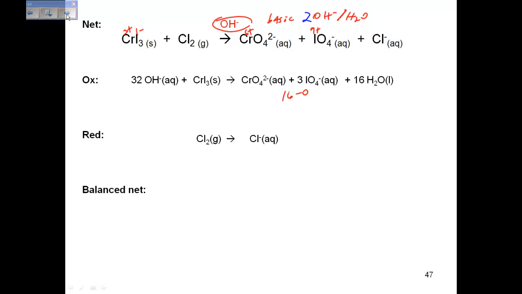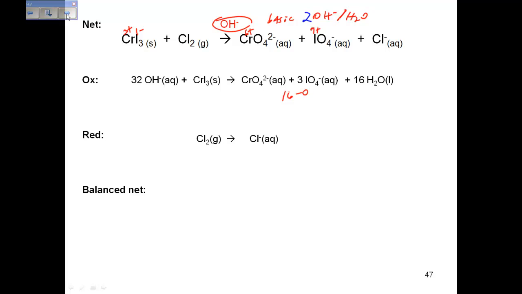So I add 32 OH- and 16 waters. That way my hydrogens will stay balanced and my oxygens will be balanced. Okay, so I'm taking into account that I know it's going to happen, so I'm doing it already. Now you can go the other way if you want, back and forth, and it may take you several times, but you eventually will get to 32 and 16.